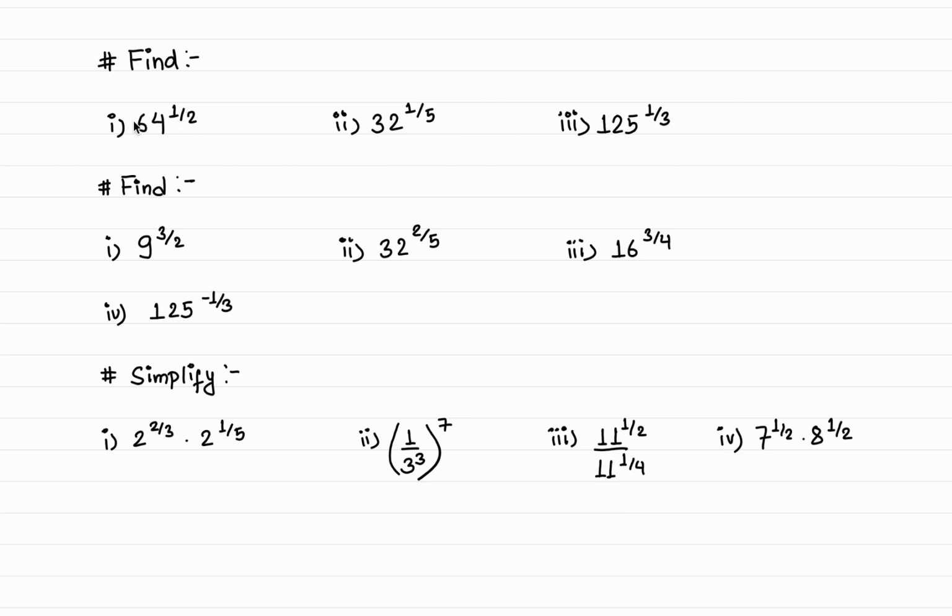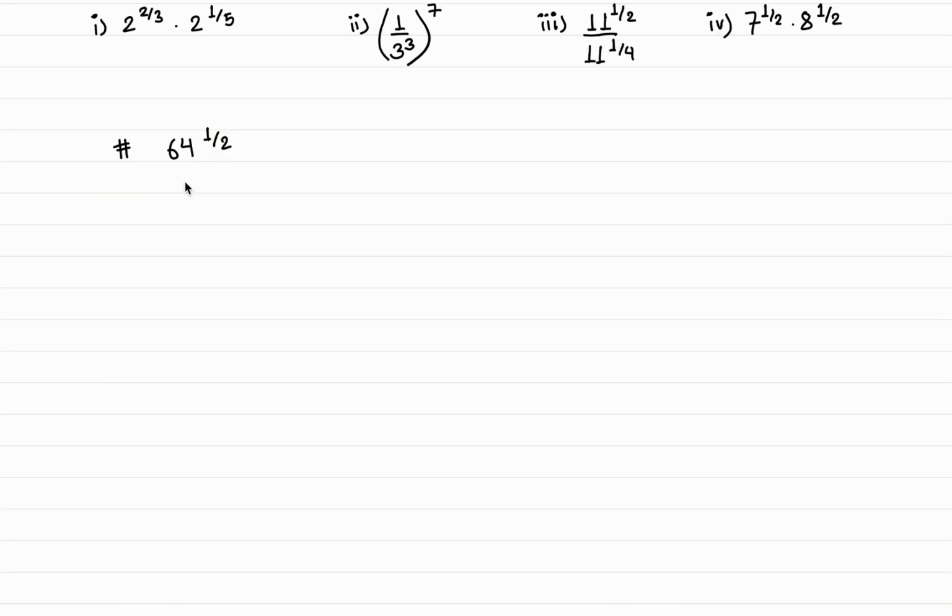So first, let's solve our first question, which is 64 to the power 1 by 2. Okay, so how do we solve this question, 64 to the power 1 by 2? The first step that you need to do to solve these type of questions is to prime factorize this number 64. So let's do that in our rough here.